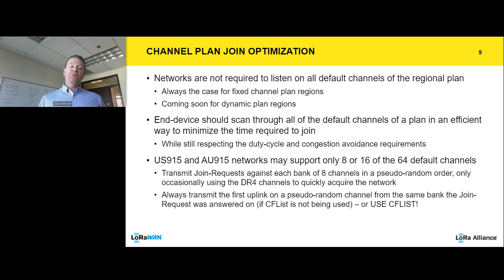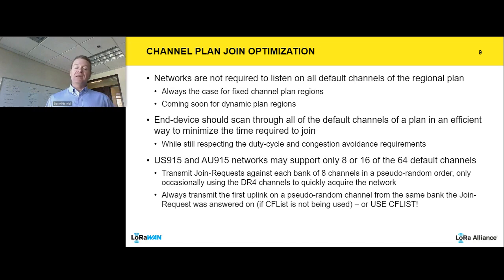So when we talk about the US and the Australia regions, which are used not just in the US and Australia, but also throughout Latin America, many networks may only support eight or 16 channels of the total 64. In this case, what makes sense is for the device to try a pseudo-random channel within each group of 8 channels as it works its way up, and to do that progressively until each bank has been probed, and then repeat that process. And only occasionally using the DR4 channels, which have the least propagation, to acquire that network.